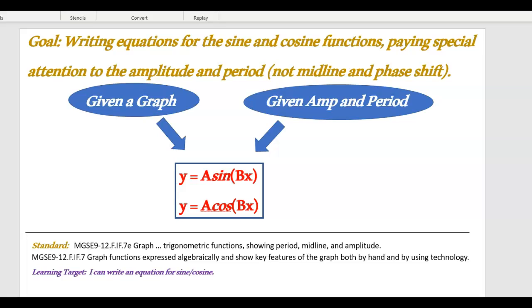All right, super quick recap. The goal of this video is to show you how to, if you're given a graph, build an equation in terms of knowing the amplitude and knowing b, which you find b by knowing the period, or if you're given the amplitude directly and the period directly, you can build an equation.